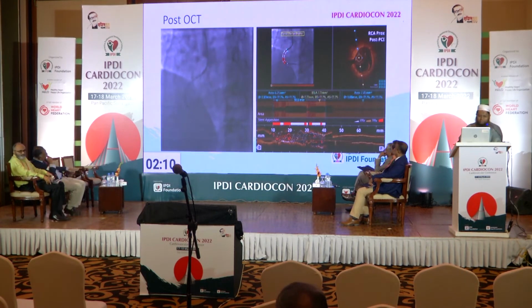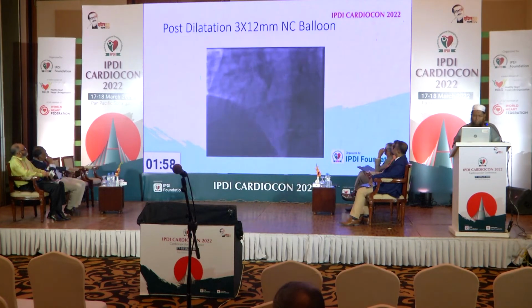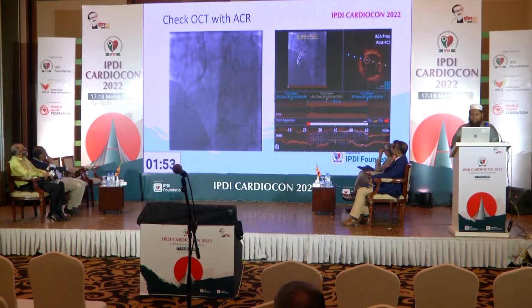After that, we checked the OCT, and it found some under expansion of the stent and some malapposition, the red mark. So we decided on post-dilatation with a 3 by 12 millimeter NC balloon over the whole length. After checking OCT, the stent was well apposed except in that area. You can appreciate this under expansion of more than 4 millimeter. So we changed our decision and took a larger balloon, 3.5 by 10 millimeter, and then the final result.